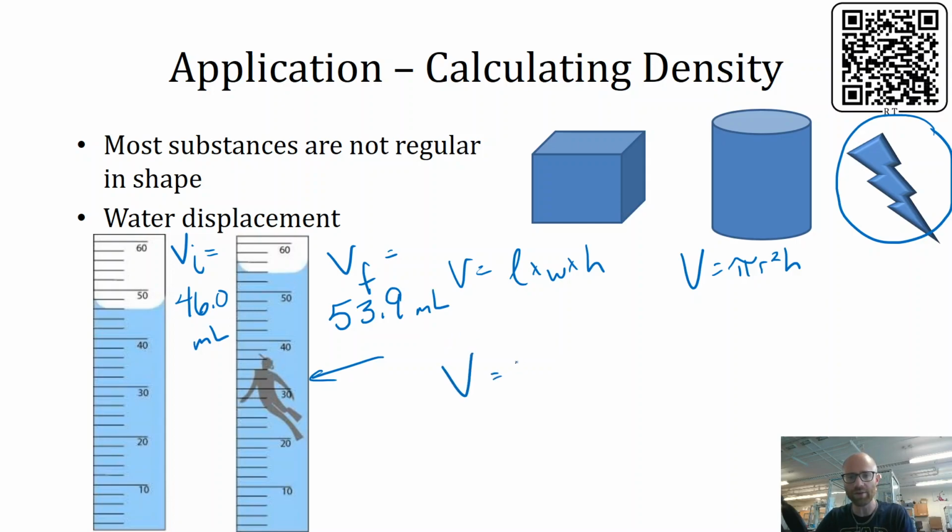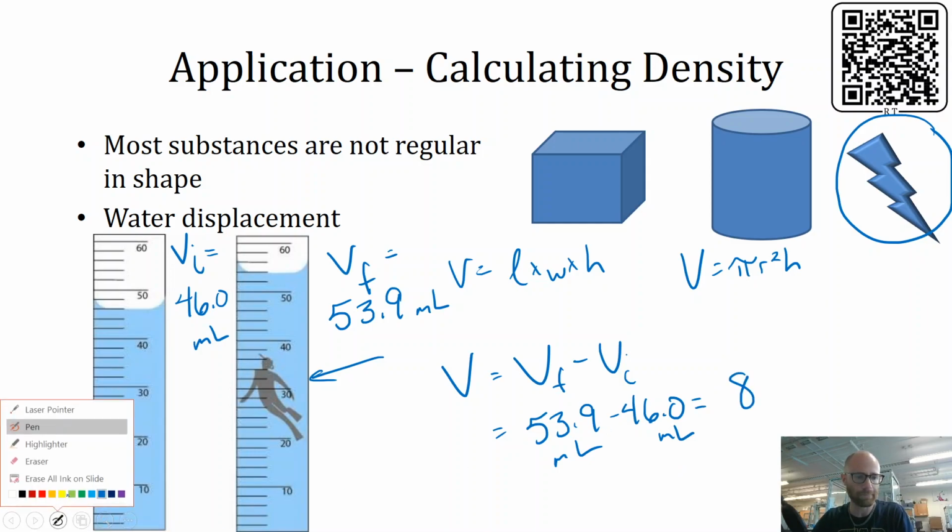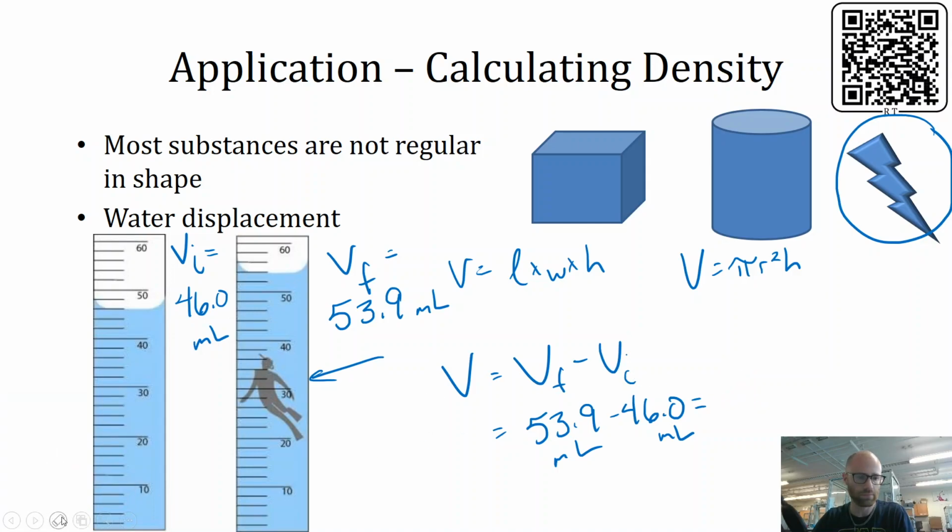So our volume here is going to be equal to the final minus the initial. It's always 2 minus 1, or final minus initial, or 53.9 minus 46.0, and that gives you, I can do math, 8, well no, it's not 8, it's 7.9. And then in terms of your answer, you see that the amount of information in our answer has 2 digits instead of 3, but that's still fine, and then you can use that density in your calculations.